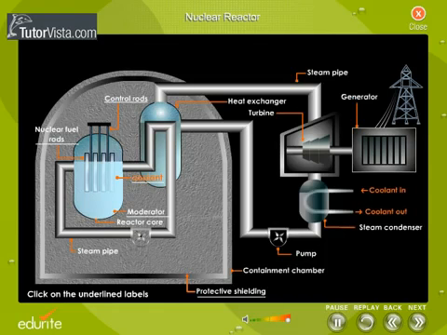Coolant. A coolant is used to absorb heat from the reactor core. Most of the nuclear power plants use water as coolant. In many of the reactors, the coolant and the moderator are one and the same.